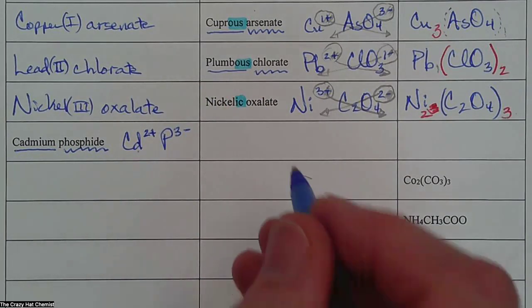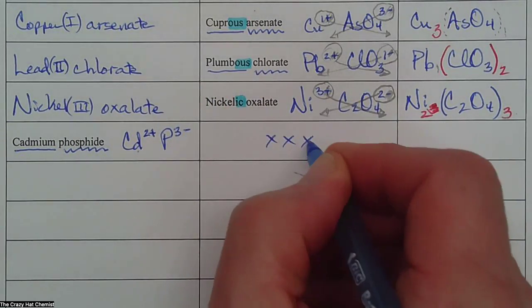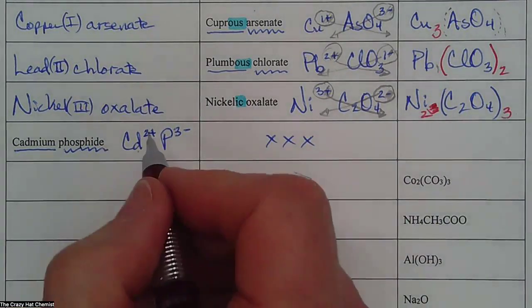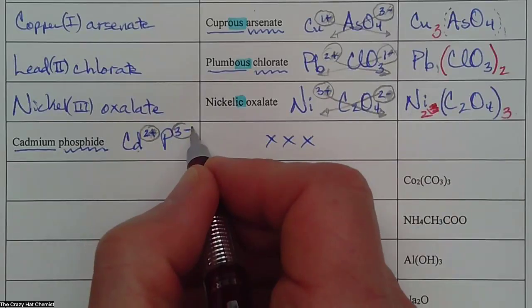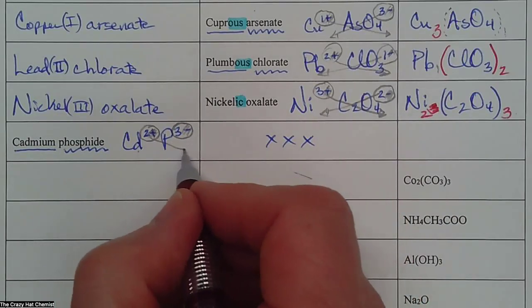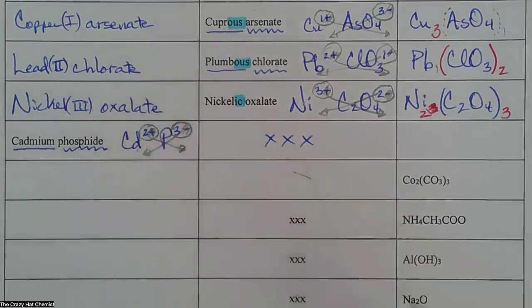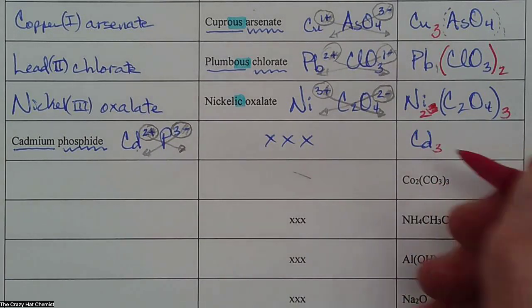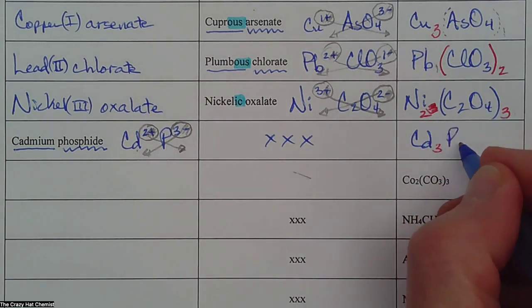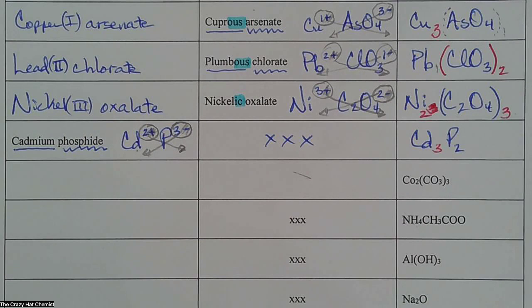Is there an alternate name for cadmium? There is absolutely not. So this is actually going to be crossed out. I'm going to take the cationic charge, circle it, cross out the plus, anionic charge, circle it, cross out the minus, take the bull by the horns, flip these two numbers, and I'm going to have the following formula. That's Cd with a 3, and then P with a 2. There is no parentheses because there is no polyatomic ion.